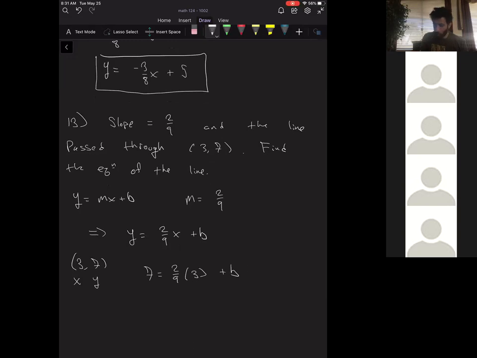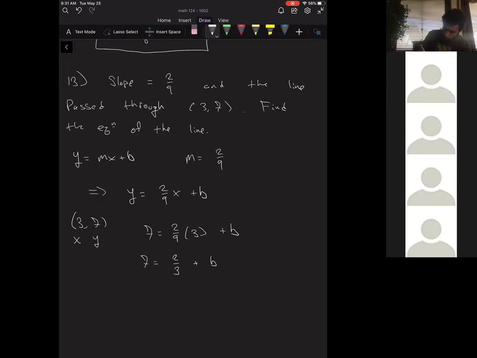And so now notice that we just have an equation with one variable, so we can solve for that variable, b. So we're going to have 7 is equal to, and then here we have a 3 on the top and 9 on the bottom. So now it's going to be just 2 over 3. Those 3 and the 9 are going to cancel. And plus b. Now in order to solve for b, we just have to subtract 2/3 over. So b is equal to 7 minus 2/3. So we need to get a common denominator, which is going to be 3. So we'll have 21 over 3 minus 2 over 3, which is 19 over 3. We can't simplify that anymore. So we found our b.